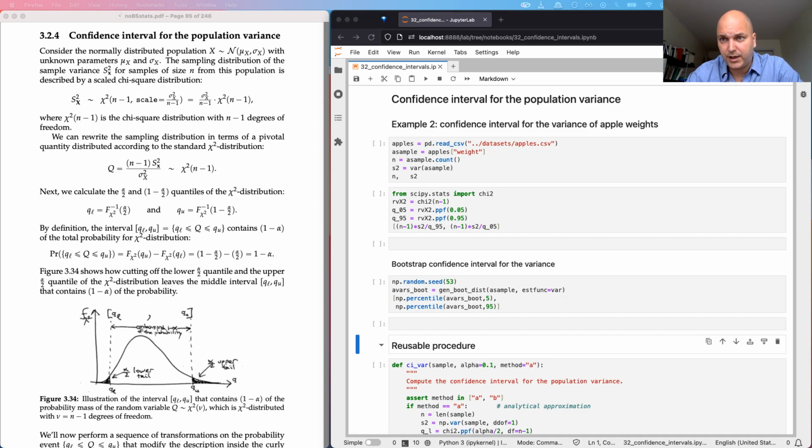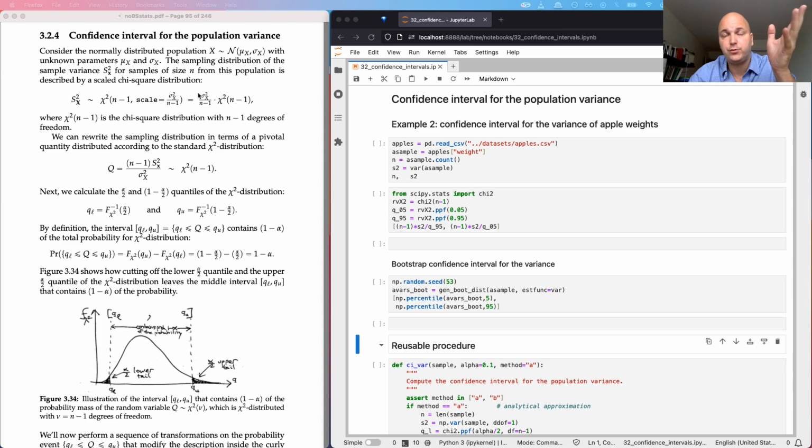Let's now look at confidence intervals for the population variance. So the setup is the same. We have an unknown population. We assume the population is normal with unknown mean and unknown standard deviation sigma x. We know the sampling distribution of the variance is a chi-square distribution.